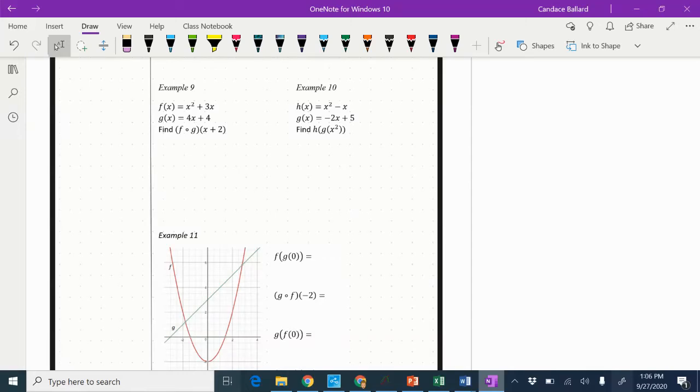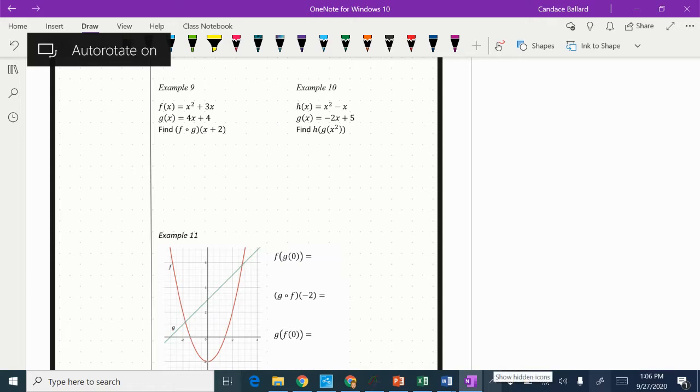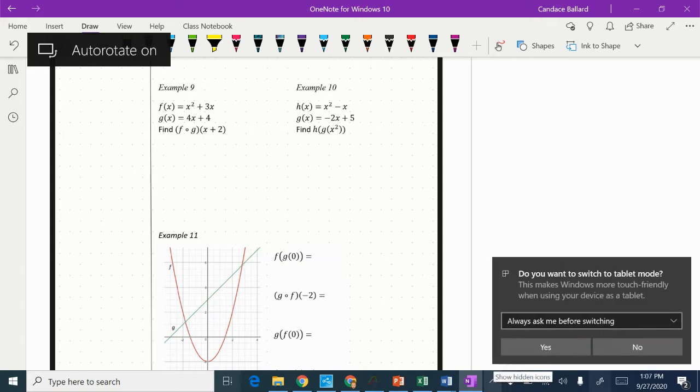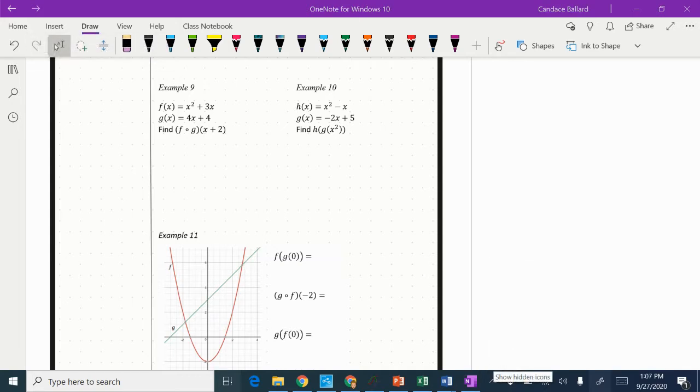We are on topic 2.5. We're going to be working on examples 9 and 10. These are a little bit different because instead of substituting in a number like we were doing in the last functions, we are substituting in another function. What this is saying here is we're going to take f of g of x plus 2.